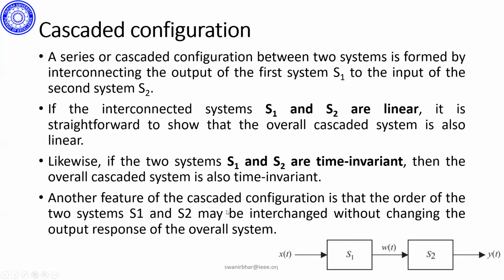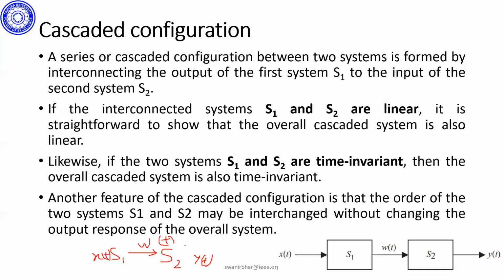Another feature of the cascaded configuration is that the order of S1 and S2 can be interchanged without changing the overall response. x(t) gives w(t), giving output y(t). So what you can do is, instead of S1 and S2, you make it S2 and S1. Say for example, we have a system S1 giving output to S2 like this. So here we have x(t) giving y(t). These two are fixed. Here we have w(t).